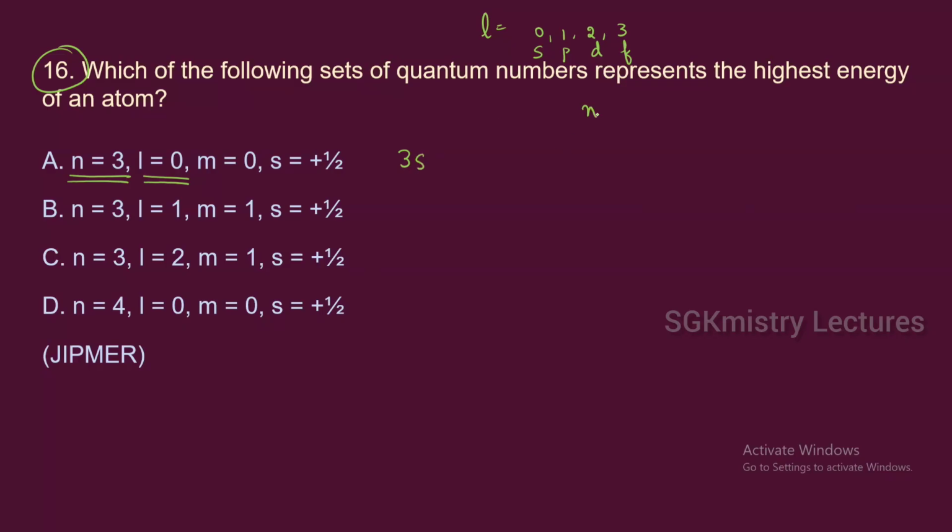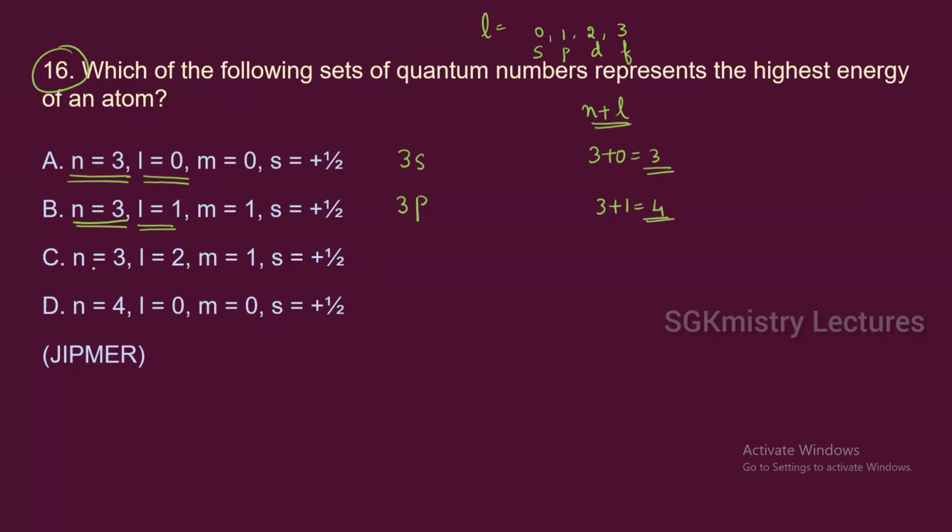Now let us also calculate N plus L here, which gives us a better idea about which one has the highest energy. N plus L is 3 plus 0, which is equal to 3. Next, here N is equal to 3, L is equal to 1, so we are talking about 3p here. So N plus L is 3 plus 1, which is equal to 4.